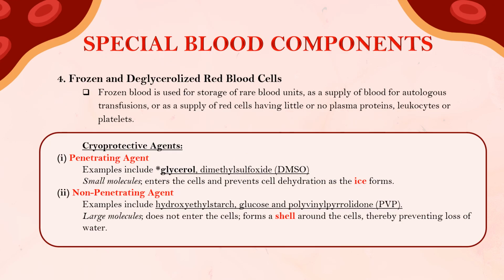Next, we have frozen and deglycerolized red blood cells. Frozen blood is mainly used for storage of rare blood units like O negative, A negative, AB negative, what else? Also, an example, Bombay blood units. These are primarily stored as a supply of blood for autologous transfusion or as a supply of red cells having little or no plasma proteins, leukocytes, or platelets. And when we say autologous donation, class, it technically means saving your own blood unit for your future use.